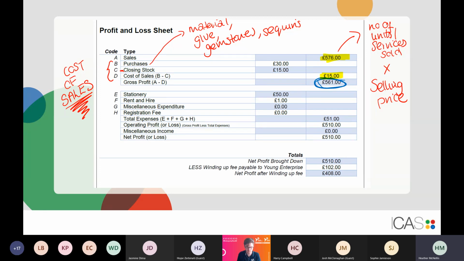What you then do is you total those up and you get to your total expenses for those ones. So that's 51, just the stationery, the rent and hire here in this example. Okay. And then what we get to is what's known as our gross profit less our total expenses, which is our operating profit. Or sometimes you might have heard of this as net profit. I'm skipping a line because we've got our other income.